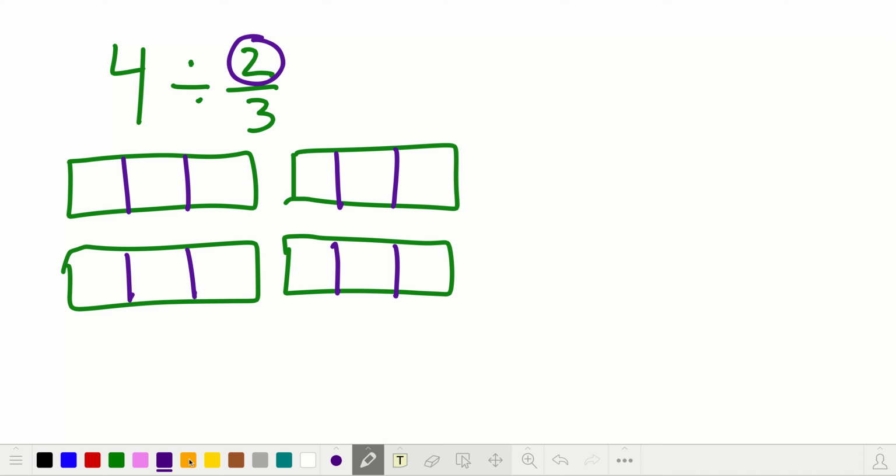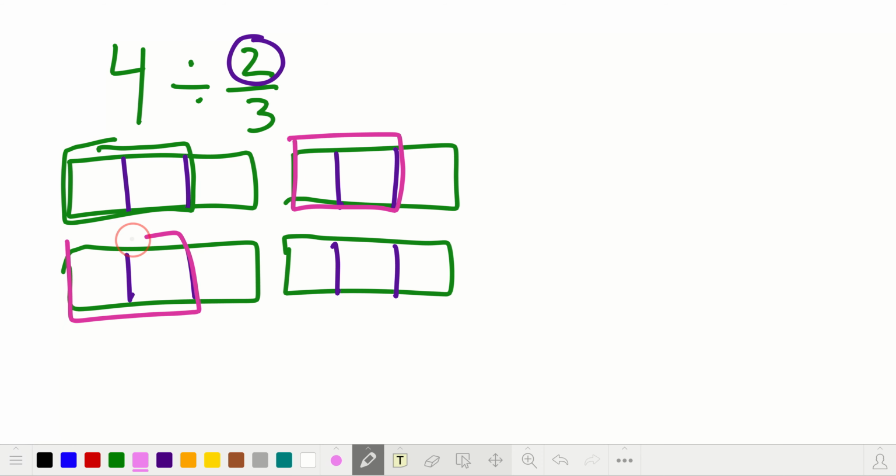So now I'm going to go back and group up every 2/3. So here's 1/3, here's 2/3. There's a group right there. I'm going to use a different color. Here's 1/3, here's 2/3. There's another group. 1/3, 2/3. There's another group. 1/3, 2/3. There's another group.